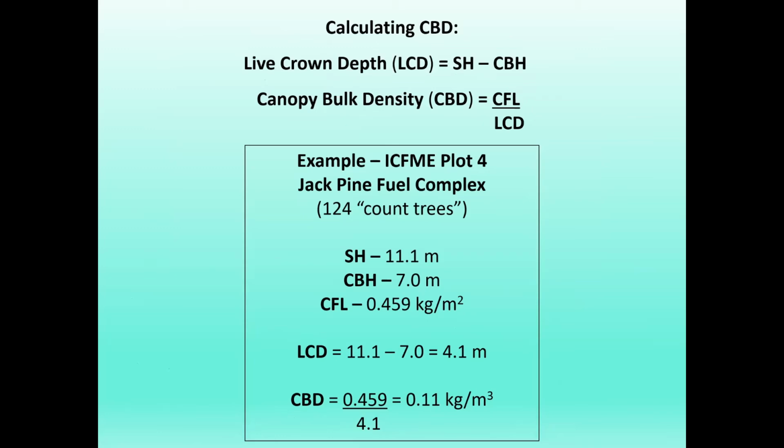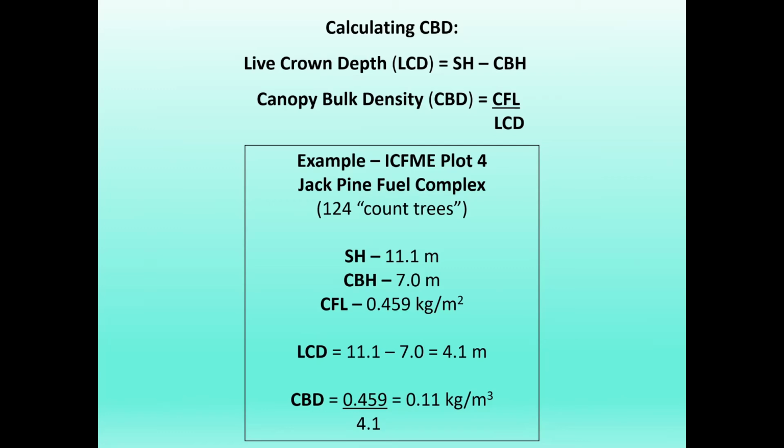Here's a summary of the steps involved in computing the canopy bulk density, including an actual example. Take a moment to review the steps. The live crown depth is, as previously mentioned, the stand height minus the canopy base height. The canopy bulk density is in turn the canopy fuel load divided by the live crown depth.